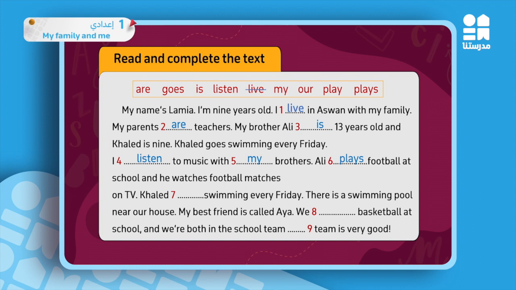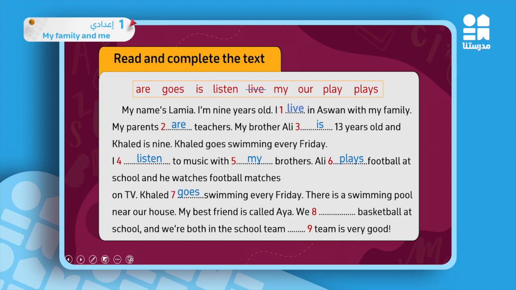Khalid space swimming every Friday. As we said in the previous session, when you want to talk about a sport or an activity that ends with ing, like swimming, like hiking, jogging, okay? I have to use the verb go. So it will be Khalid goes swimming every Friday. Okay? There is a swimming pool near our house.